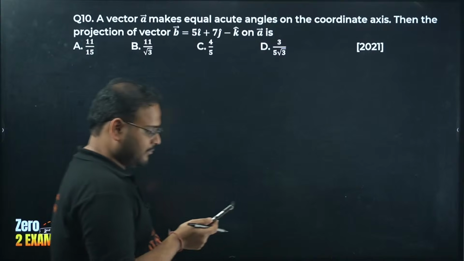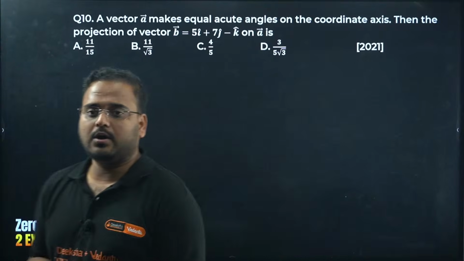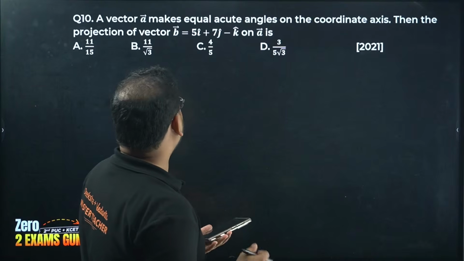10th one. A vector A makes equal acute angles on the coordinate axis. The position of the vector B on A.